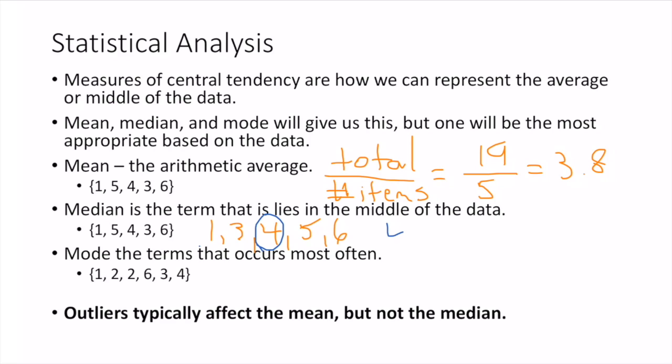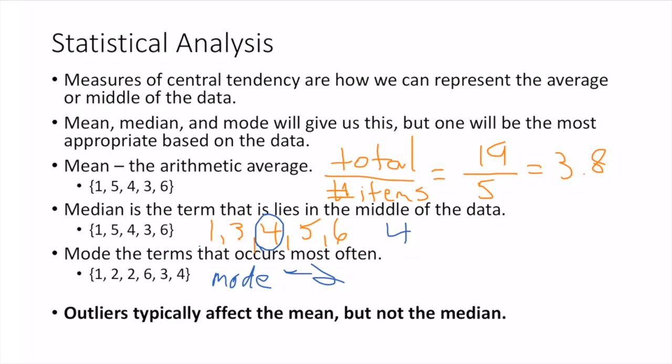Okay, so my median here would be 4. And then the mode is just the term that occurs the most often. In this case, the only one that repeats more than once is 2. So my mode here is 2.